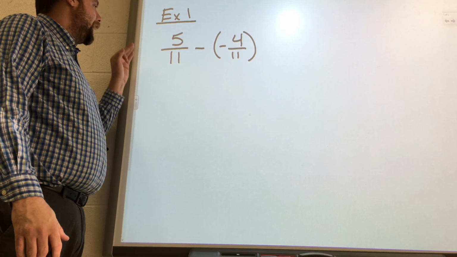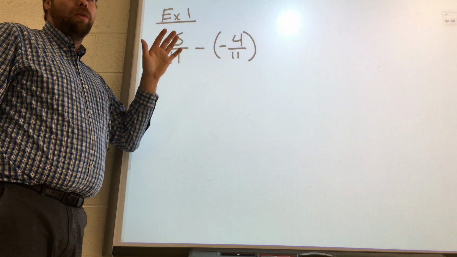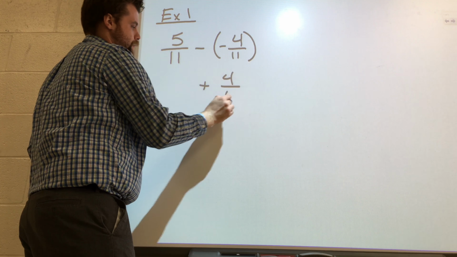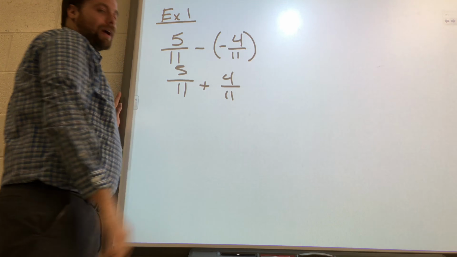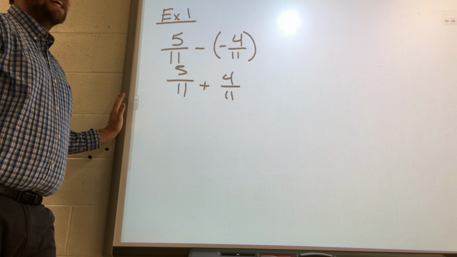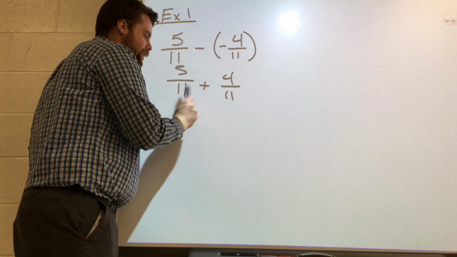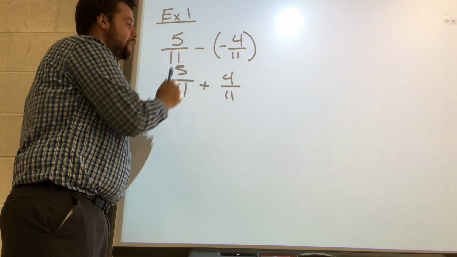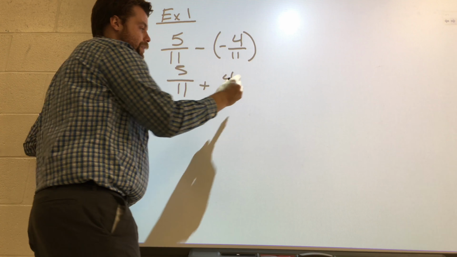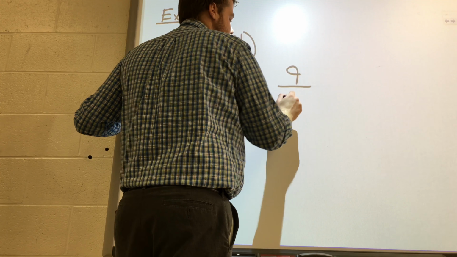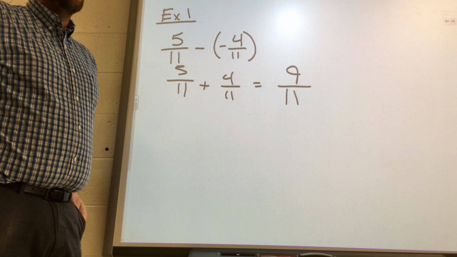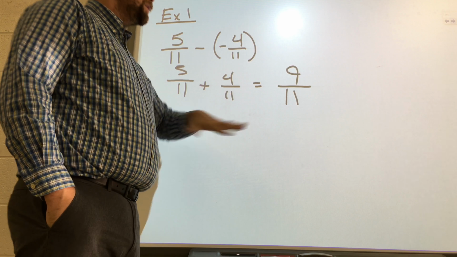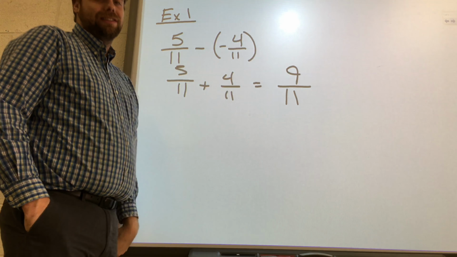Example number 1, 5 over 11 minus a negative 4 over 11. Well, minus a negative is a positive, first thing. So I'll rewrite that with a positive. Second thing I need to realize is that the denominators are already the same. They're both 11. Great, that just means I can add the tops. 5 over 11 plus 4 over 11 gives you 9 over 11. And then you always double check to see if it is simplified. 9 and 11 don't have any common factors, so that's as simplified as it gets.